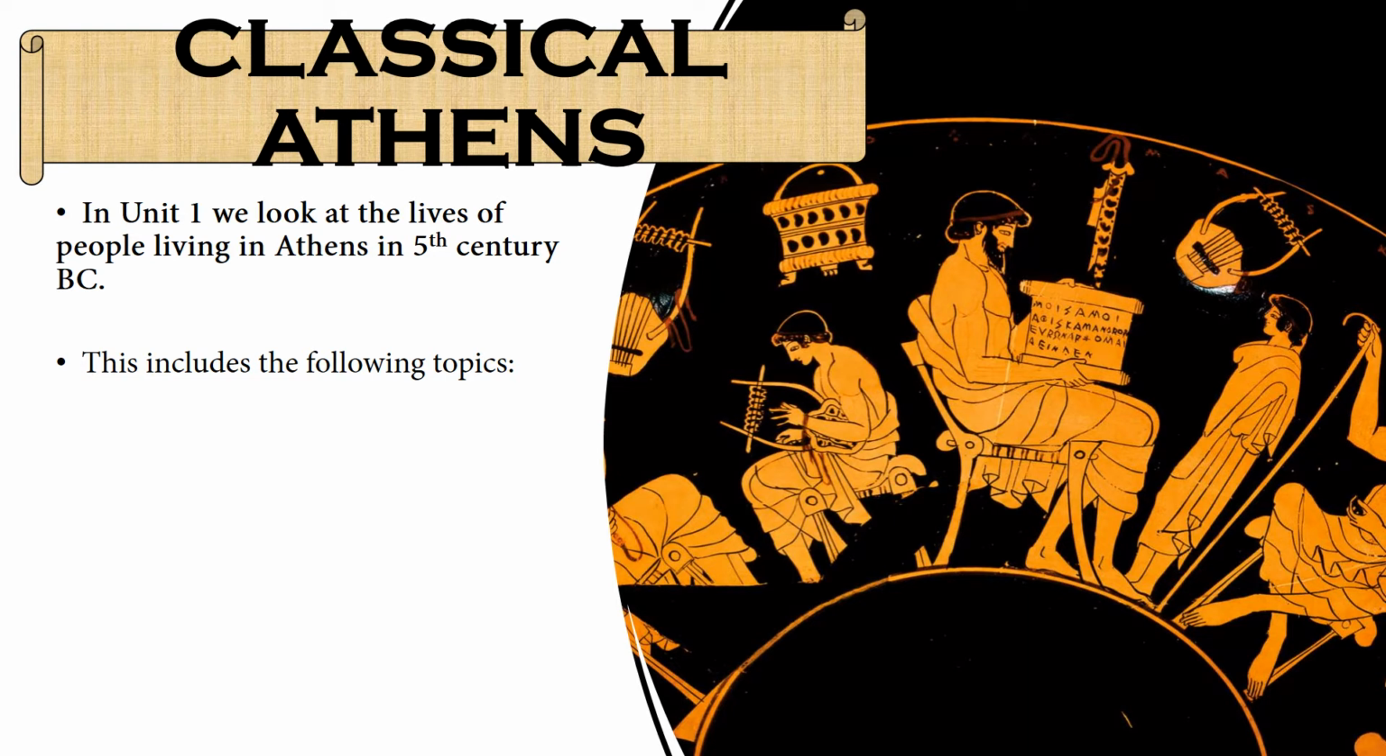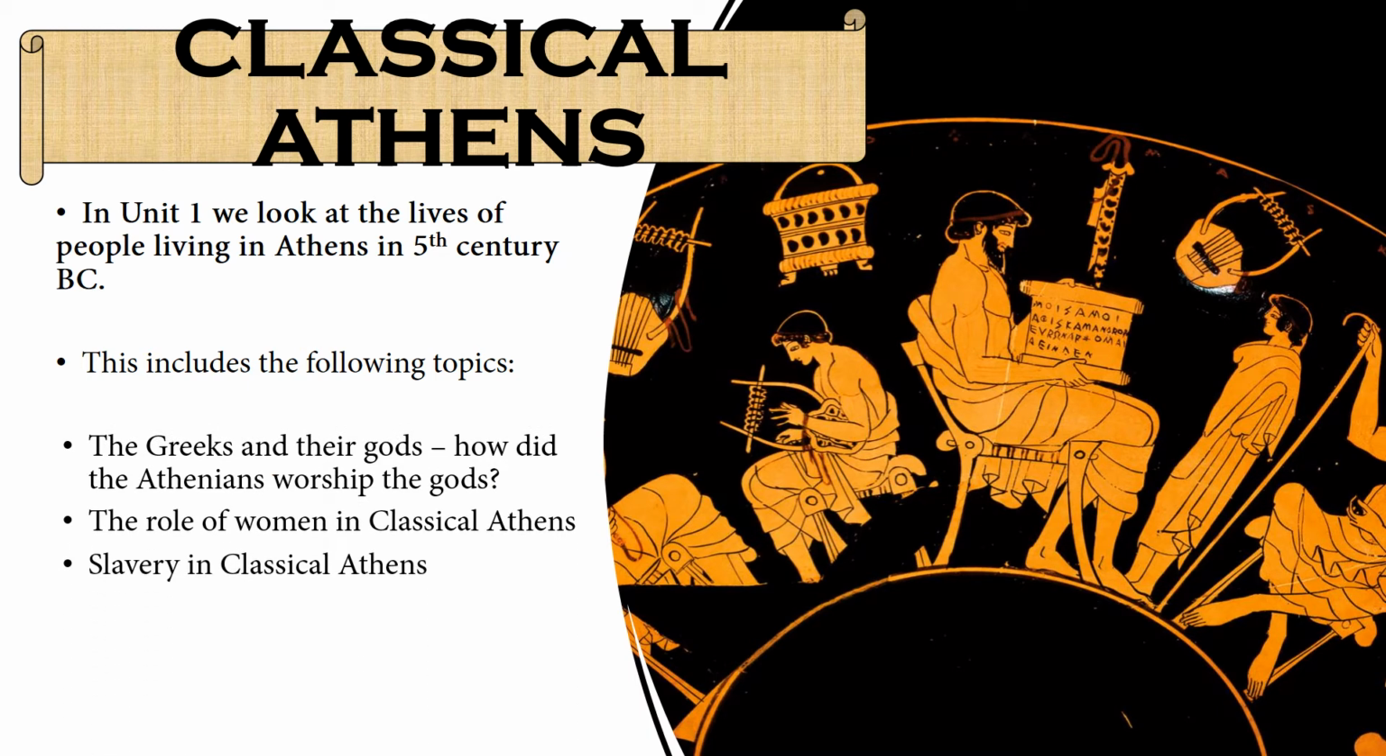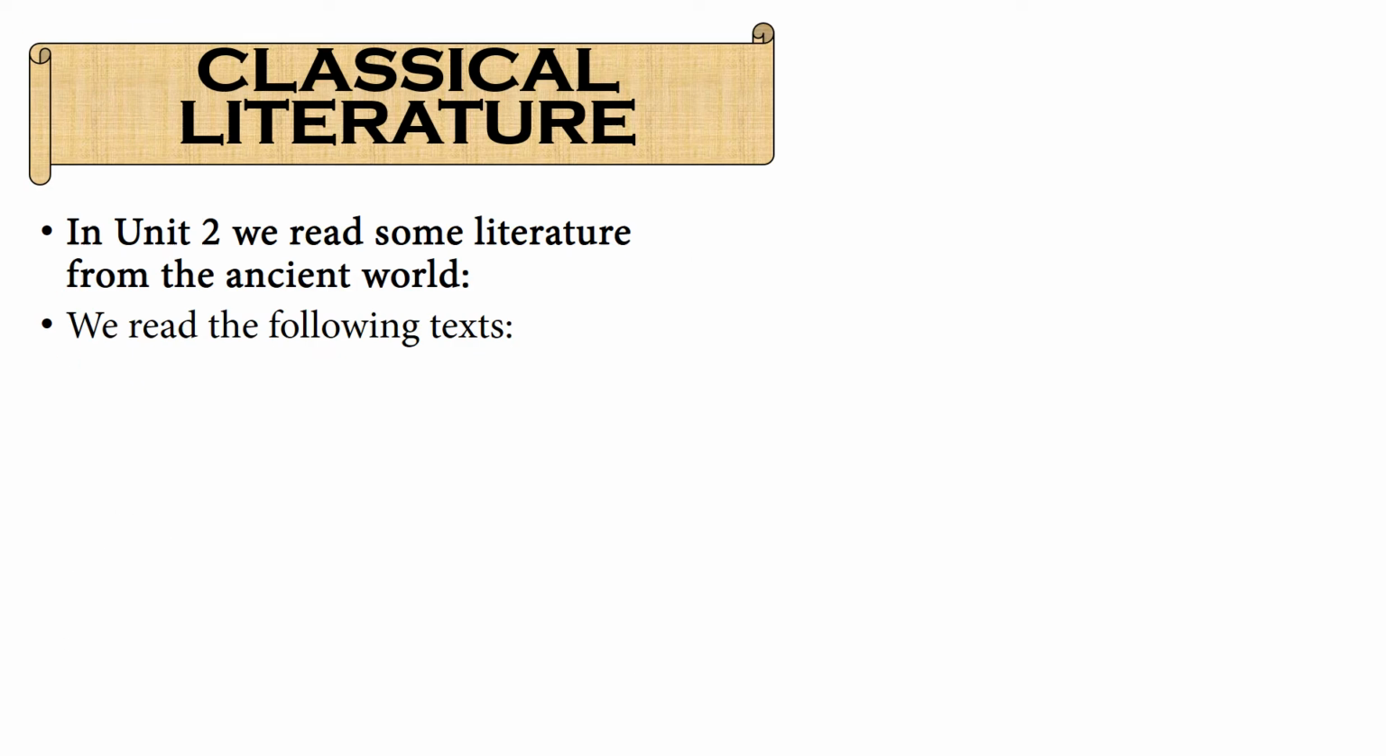The first unit in Classical Studies is Life in Classical Athens. In this unit, we look at the lives of people living in the 5th century BC. This includes how the Greeks worshipped their gods, the role of women in ancient Athens, the use of slavery in Athens, what it was like for the lives of the daily Athenians through education and in the house, and the system of Athenian democracy and the Athenian legal system, two very complex political organizations and administrations that make Athens a unique place in the ancient world.